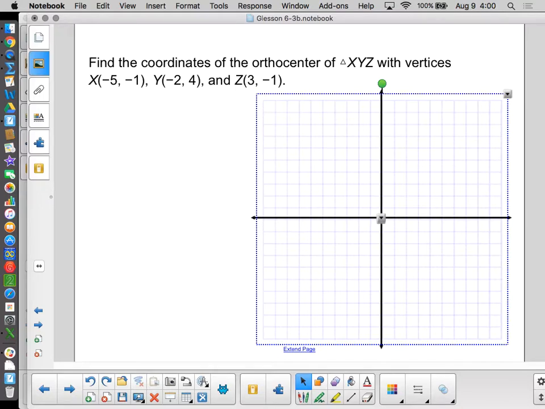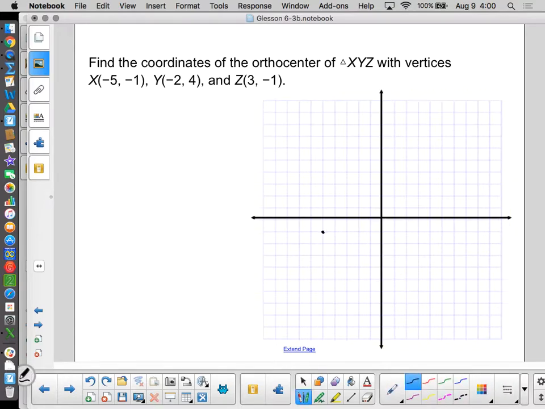So let's just take a look here. X is at -5, -1. So 1, 2, 3, 4, 5, -1, right about there. There's X. Y is at -2, 4. And Z is at 3, -1.